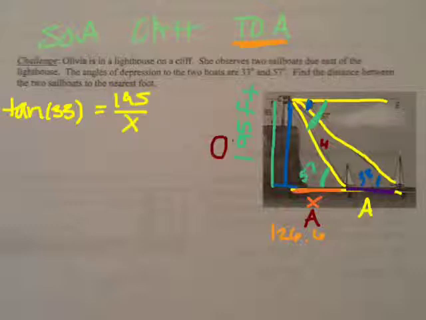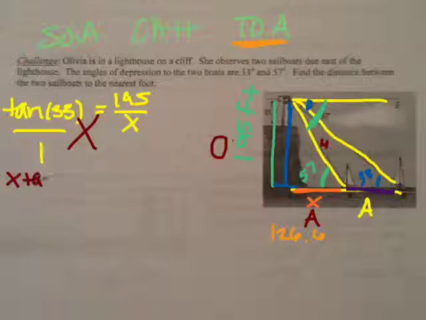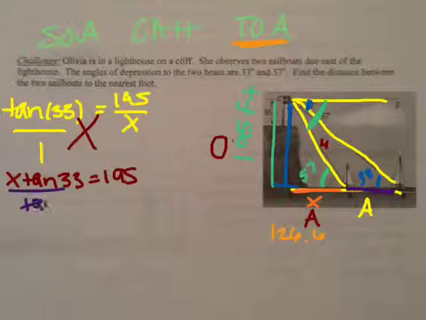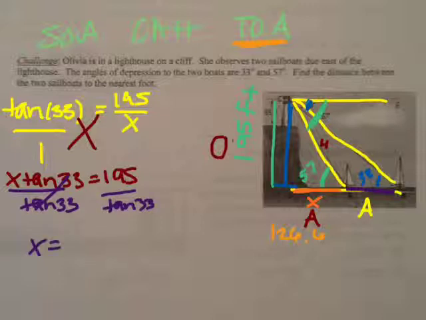We don't know what it is. Again, we can just cross multiply. Get X tangent of 33 equals 195. Divide by tangent of 33, and you plug that in your calculator. You get 300.3 feet. So that is not the length of the purple part. It's the length of this whole entire bottom.